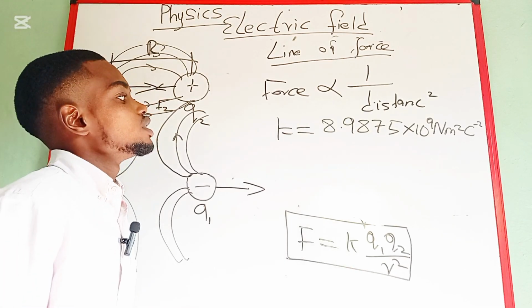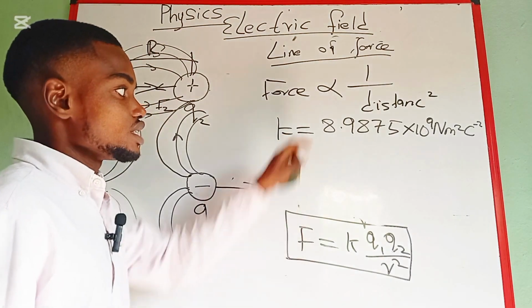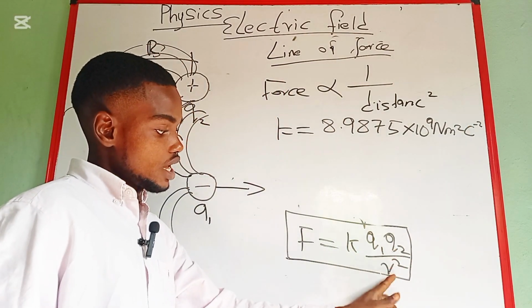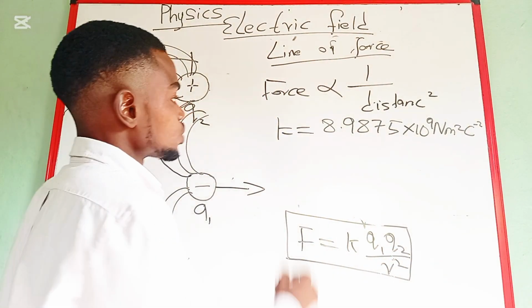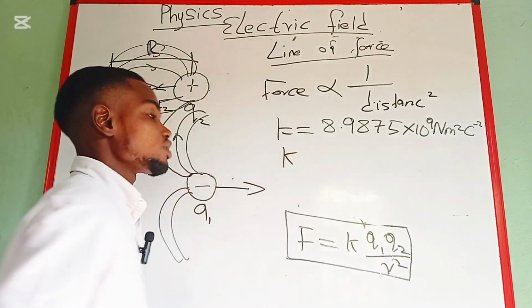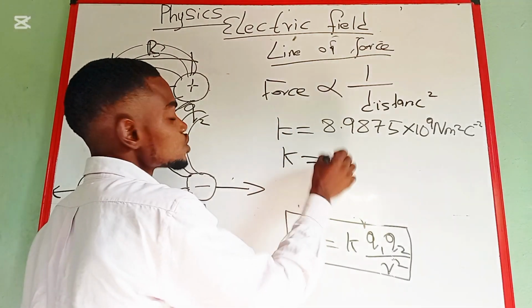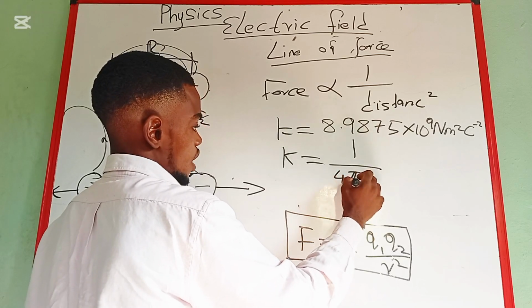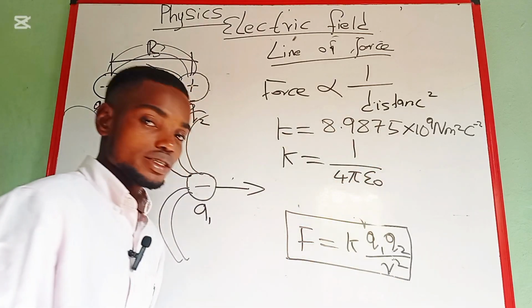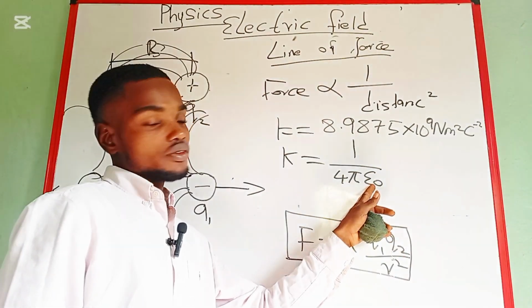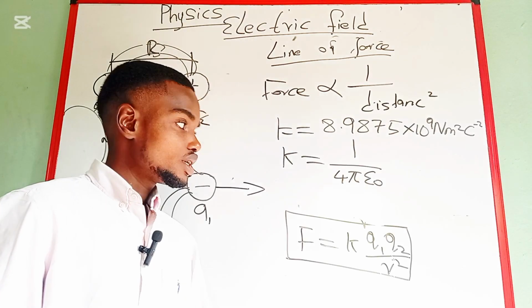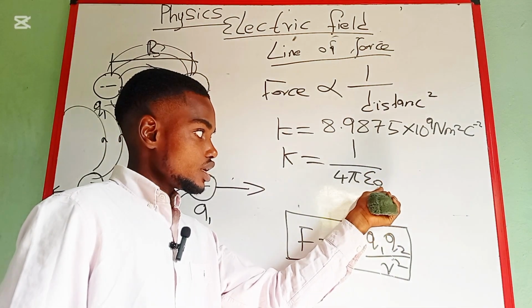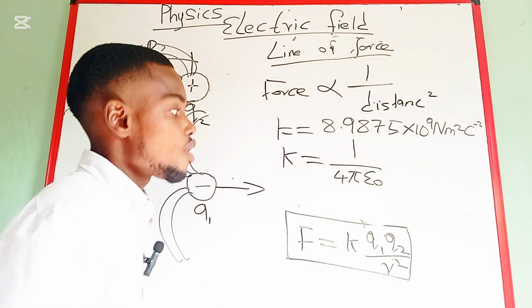All right. This constant, having this value, you're going to use it to calculate when you're given any of these to find a force. Also, this constant of proportionality K is equal to 1 over 4 pi something like this. This is known as the permittivity of free space. This sign here is epsilon with a 0 below.